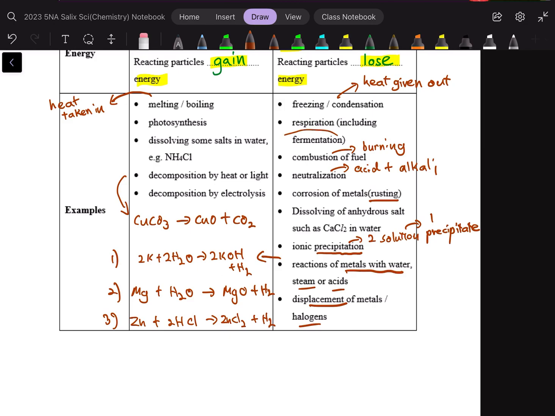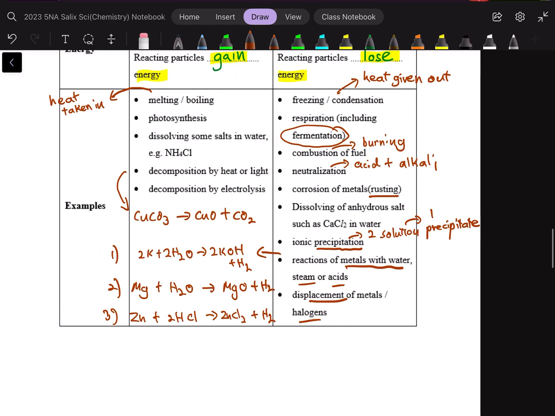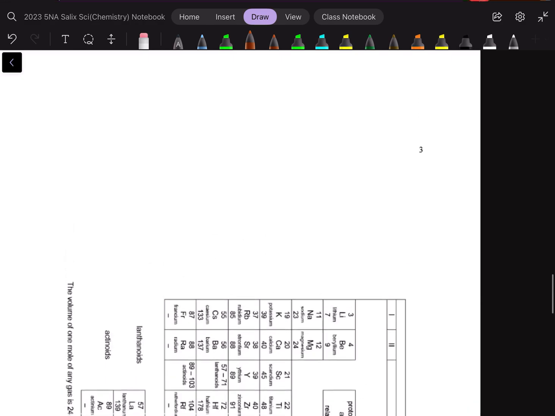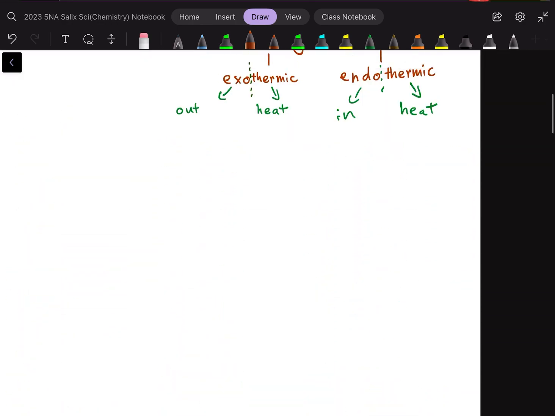Maybe fermentation is something new. Don't have to be too bothered with it at this point of time. Rest assured, I won't test you on fermentation for your mid-year because you haven't learned it. It's an organic chemistry kind of reaction, whereby you use yeast as a catalyst to turn glucose into alcohol. Then I think that's about the end of this short chapter, less than a 20 minute video, I think.